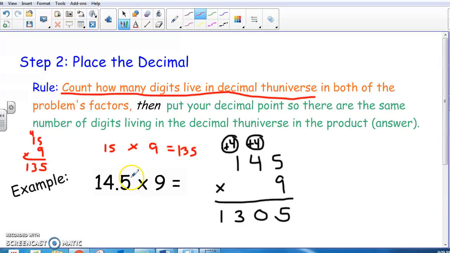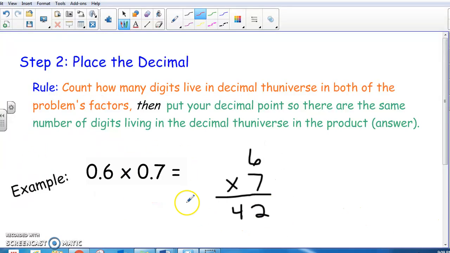So I can see in 14 and 5/10, I only have one digit living in the decimal thuniverse. In 9, I don't have any digits in the decimal thuniverse. So all together, I just have one digit living in the decimal thuniverse. When I put my decimal point into my answer, I need to put it in a place that will also give me one digit in my decimal thuniverse. In order to do that, I need to put it here, and that will give me one digit in my decimal thuniverse. And you can see my estimate is now really close to my actual answer.